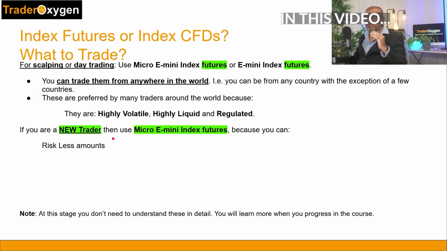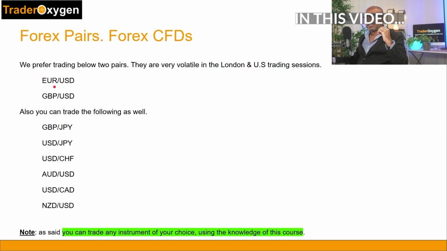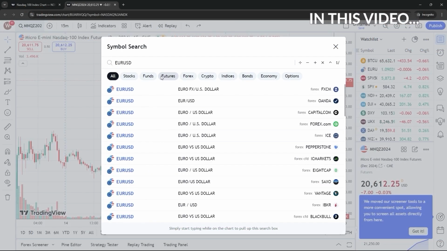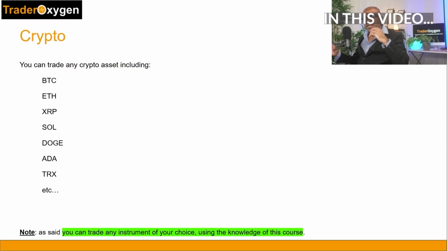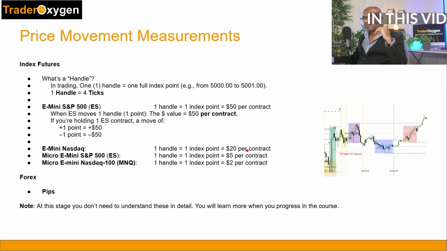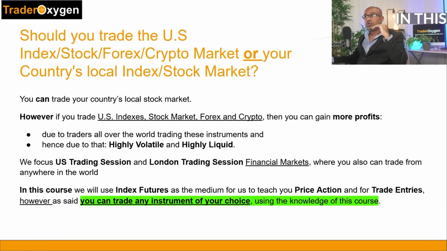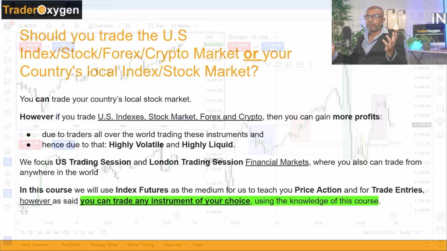If you are a new trader, then in Forex, we prefer Euro USD and EUR USD chart for the crypto. The price action concepts we teach in this course can be used to trade any instrument of your choice. $20 per contract. If you are a new trader, you should start trading. Should you trade the U.S Index stock market or your country's local, it's easy for you to make profits.